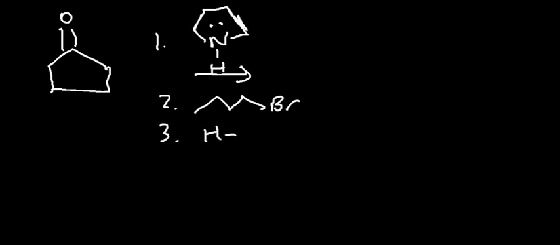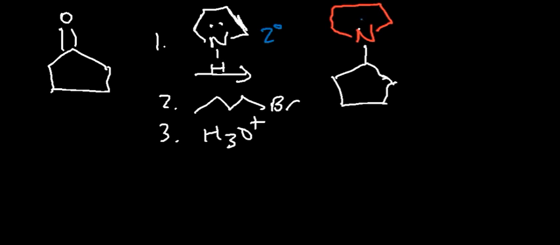Now, what do you think will be the major product for this reaction? Let's say we have cyclopentanone, and in step 1, we're going to use this molecule. You've seen it before. Step 2, we're going to add butyl bromide. And in step 3, we're going to add H3O+. So in the first step, we know we're going to get the enamine. This is a secondary amine. And so it's going to look like this. And there's going to be a double bond.